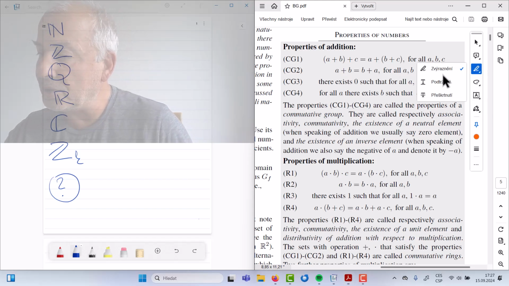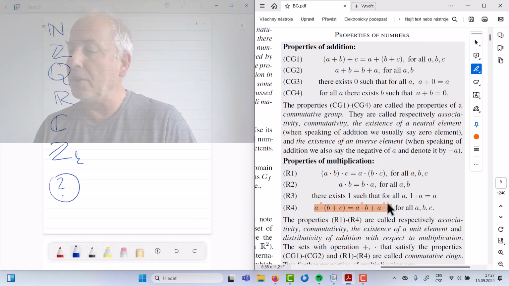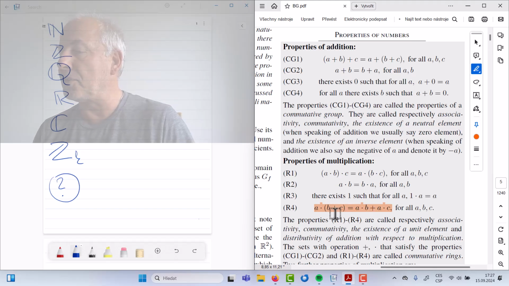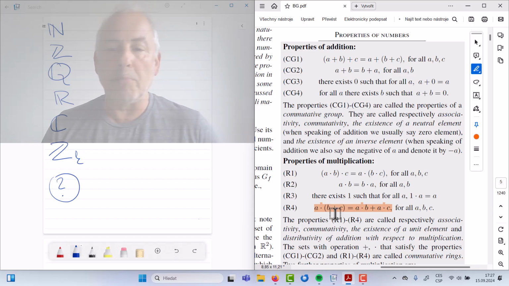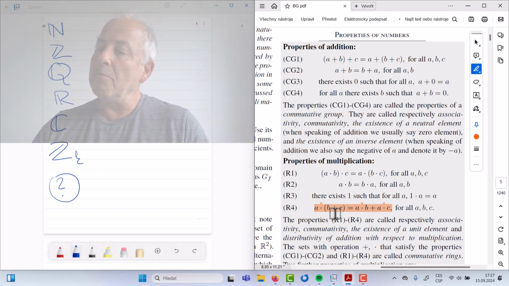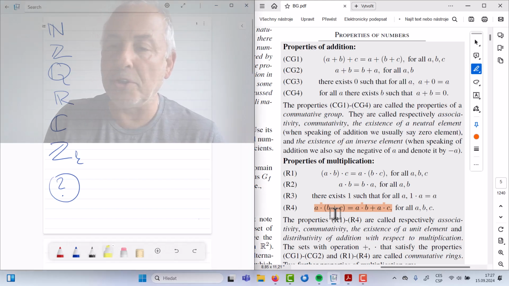So for example, distributivity is this one, right? So it doesn't matter in which order we multiply and add in this sense, etc. I will not go through it, you can read it yourself, but it's clear that most of the rules are satisfied by all the guys here in my list, right?